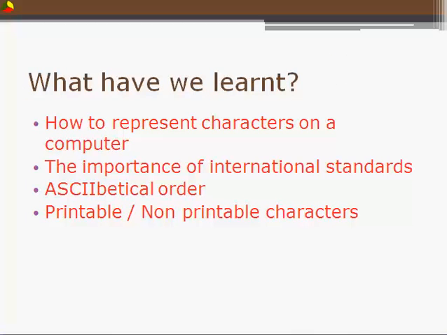And so to summarise, what have we done? We've looked at how characters are represented using the ASCII alphabet on a computer. We've talked about the importance of international standards, and ASCII really represented the first attempt at getting an international standard for an alphabet so that all computers could work with one another easily. We talked about being aware of ASCII-betical order, knowing that some things aren't necessarily in the order that you'd expect them to be in. And finally, we've talked about printable and non-printable characters.